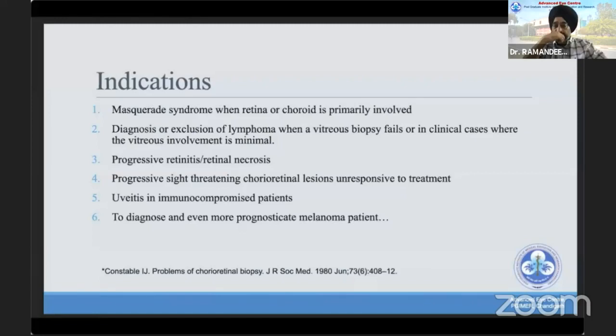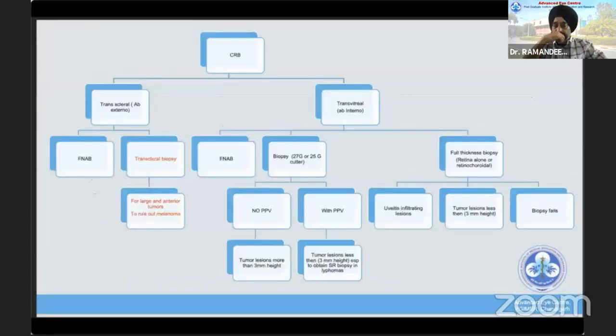What has happened in the last decade is people are using it more and more for CRBs in case of uveal melanomas, because they want to prognosticate the patient of uveal melanoma before they do treatment. The transcleral approach has seen a lot of changes in the last 5 decades.